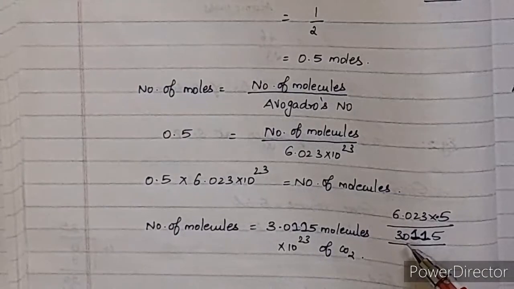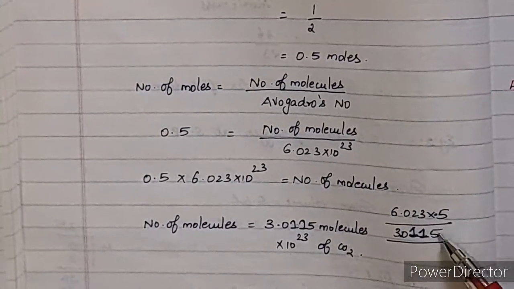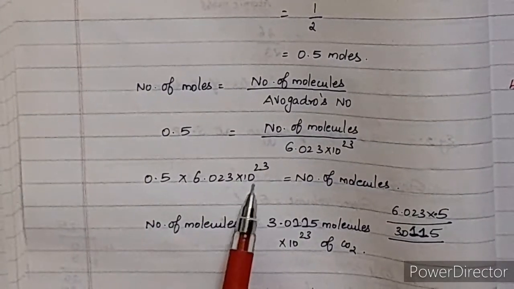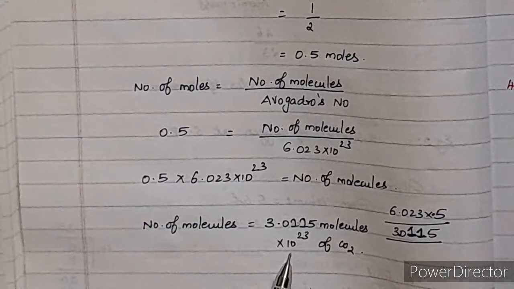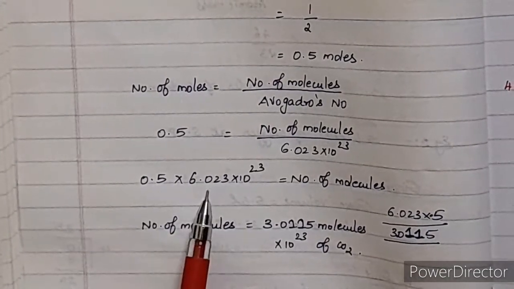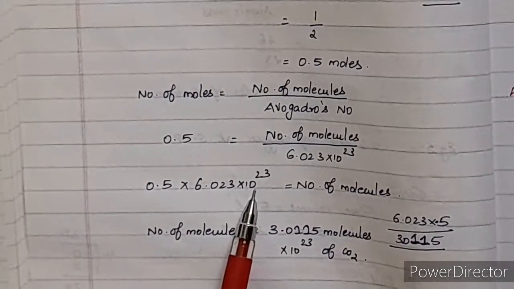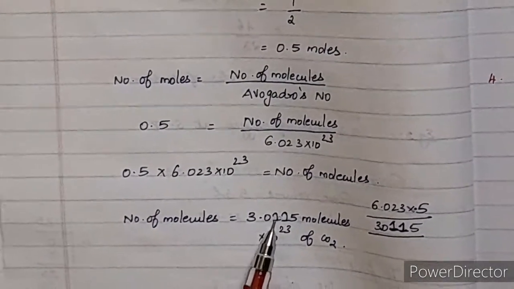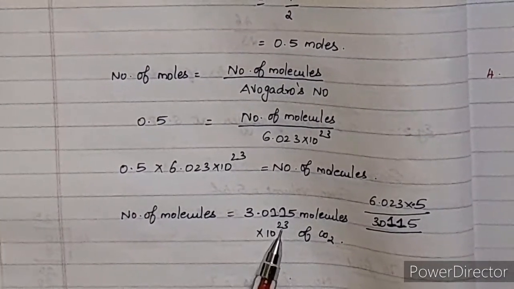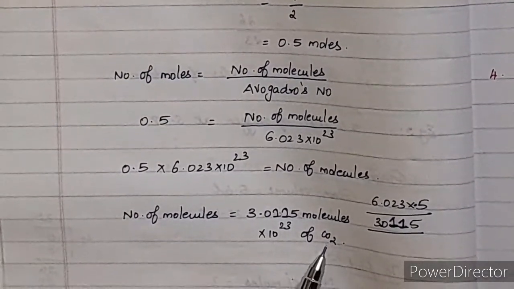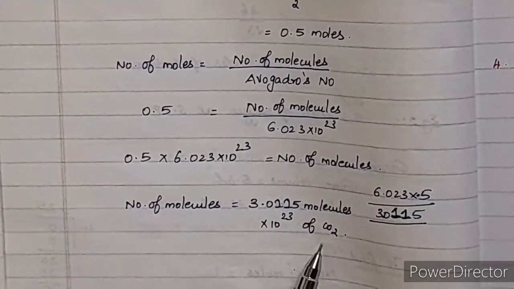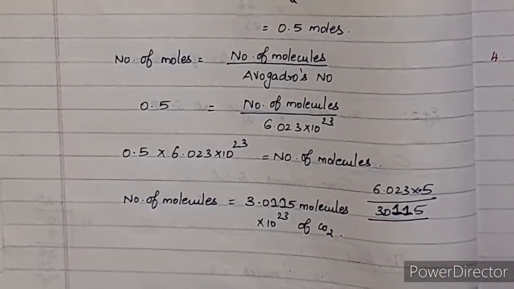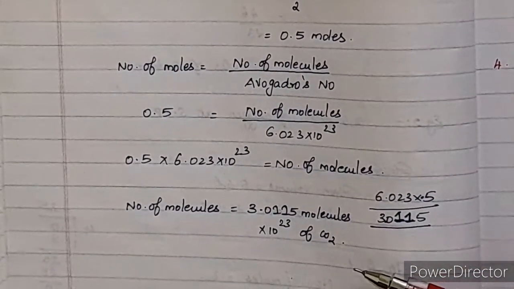So this is 3.0115, isn't it? Now I should add this 10 to the power of 23 to the answer, because we have multiplied only 0.5 into 6.023. So this 10 to the power of 23 remains. So that should be added. So the answer is 3.0115 into 10 to the power of 23 molecules of carbon dioxide present in 11.2 liters at STP. So this is how you calculate the number of molecules. Hope you have understood clearly.